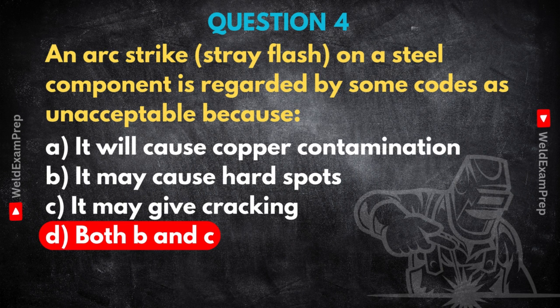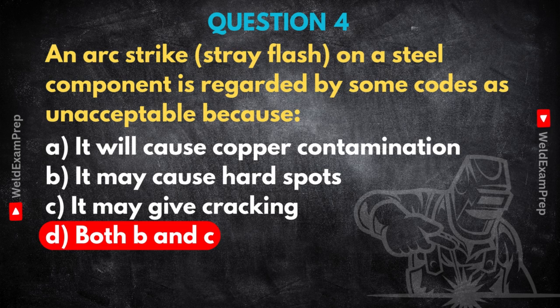Right. So even a little accidental zap on the surface, it's not just cosmetic. It can actually cause these serious issues. How does that happen metallurgically? Yeah, it's easy to dismiss them as minor blemishes, but the metallurgy is quite concerning. An arc strike is basically a tiny area where the arc accidentally touched down outside the weld joint itself.